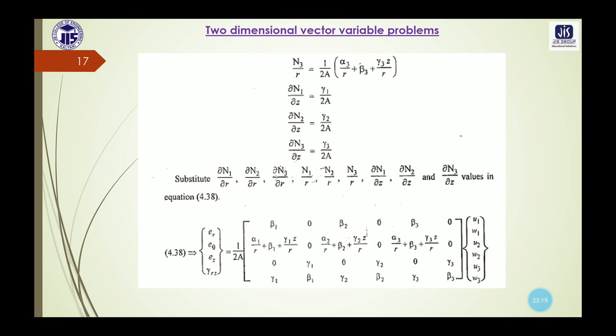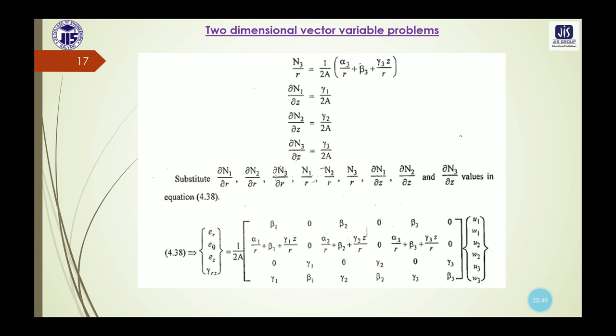Next, n3 by r equals 1 by twice a into alpha 3 by r plus beta 3 plus gamma 3 z divided by r. Now del n1 by del z equals gamma 1 by twice a. Then del n2 by del z equals gamma 2 by twice a. And del n3 by del z equals gamma 3 by twice a. So these are the partial differentiations that we have performed for the shape functions here.